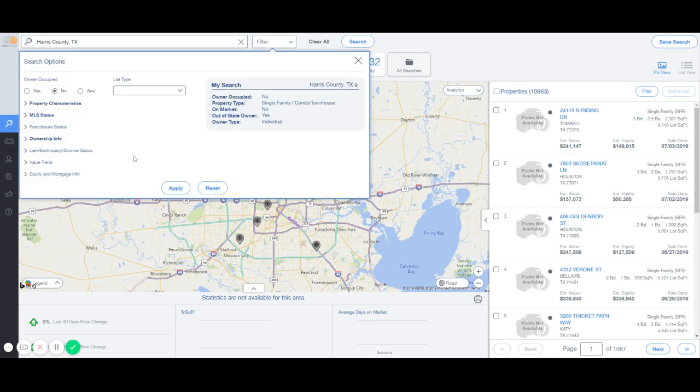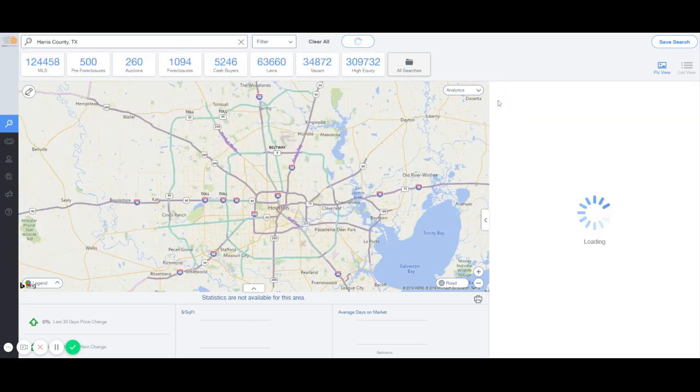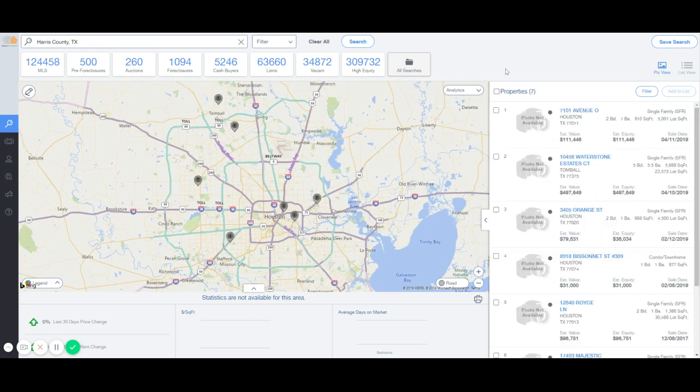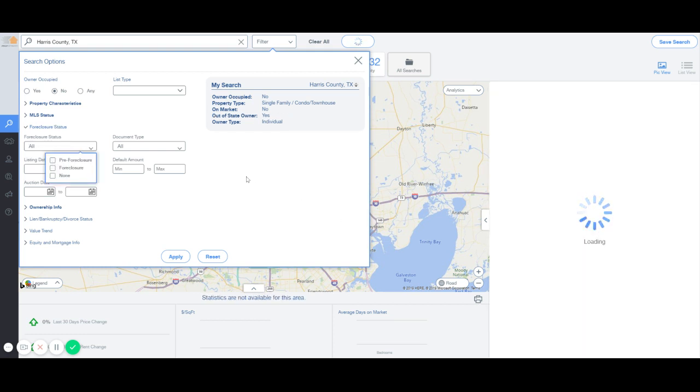Now let's keep going down and being a little bit more granular. From here on out, obviously you can add foreclosure and see what out-of-state people are in pre-foreclosure or foreclosure. Well, only 7. Obviously, we can see up here there are only 500 pre-foreclosures in the whole county, so not many foreclosures going on in Harris County where Houston's at.